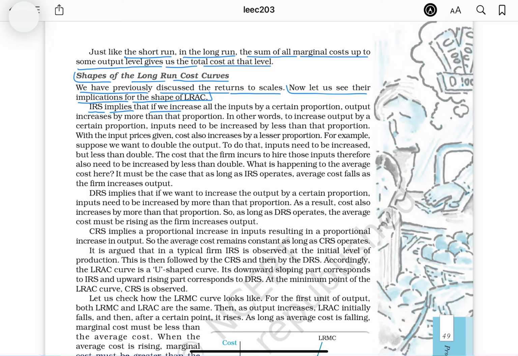IRS implies that if we increase all the inputs by a certain proportion, output increases by more than that proportion. In other words, to increase output by a certain proportion, inputs need to be increased by less than that proportion. With the input price given, cost also increases by a lesser proportion. For example, suppose we want to double the output. To do that, inputs need to be increased, but less than double. The cost that the firm incurs to hire those inputs therefore also needs to increase by less than double.